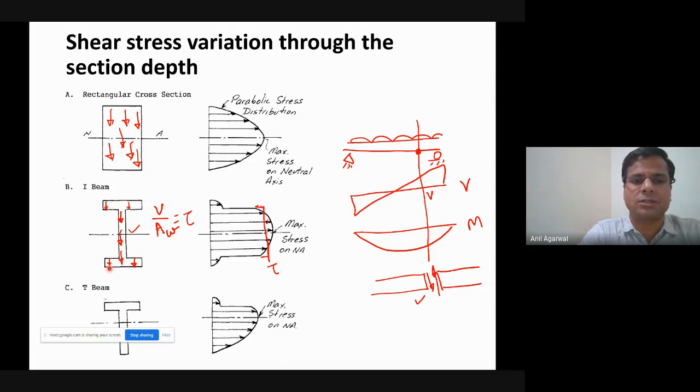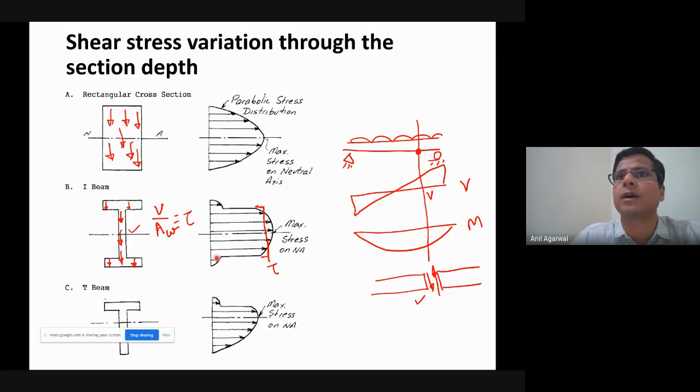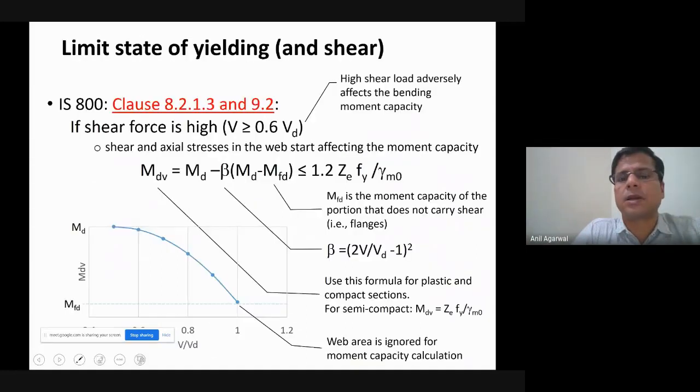However, the flanges still have very high reserve stress capacity left, because when the web was yielding, the flanges were at a very low stress level. As a consequence, flanges can still carry a lot of axial stresses, which will contribute towards bending moment resistance. Okay. So the code handles this philosophy in the following manner.